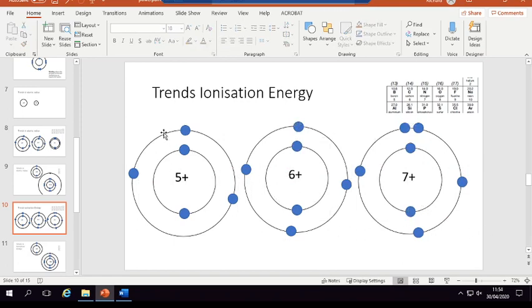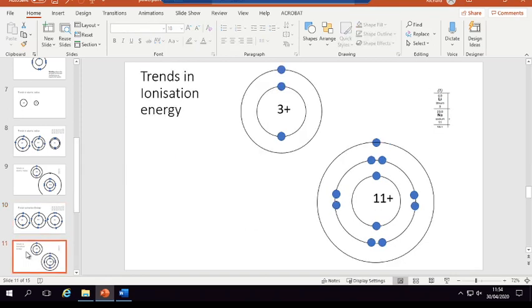So the pattern we're going to see is exactly the same. It's very easy to remove that electron because there's only a 5+ charge. Very hard to remove that electron because there's a 7+ charge. And just like last time, the shielding is the same. So the change in shielding will make no difference there because there is no change in shielding.